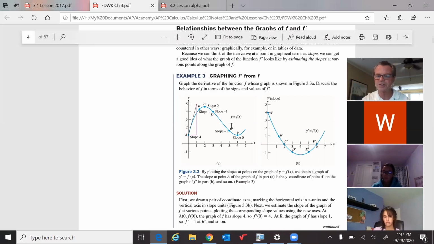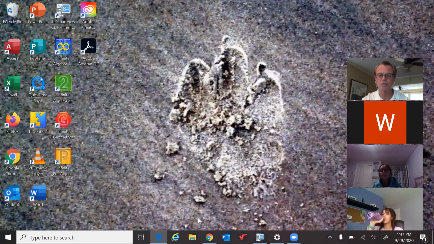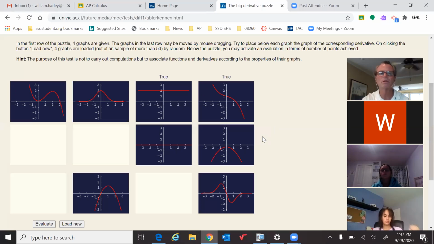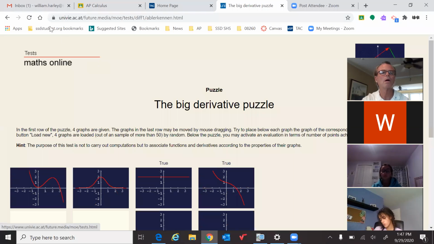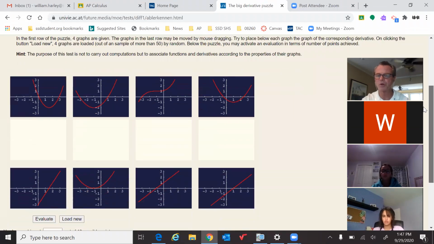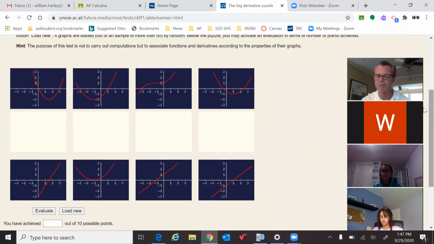So in addition, we have this for you to do. You're not going to do this, you're just going to look up here. In Canvas, you have a link in the Chapter 3 folder to the big derivative puzzle. This is the big derivative puzzle. It's like what you just did in the book, except it's a little more user-friendly. So now what? They want you to match these derivatives to those parent graphs.